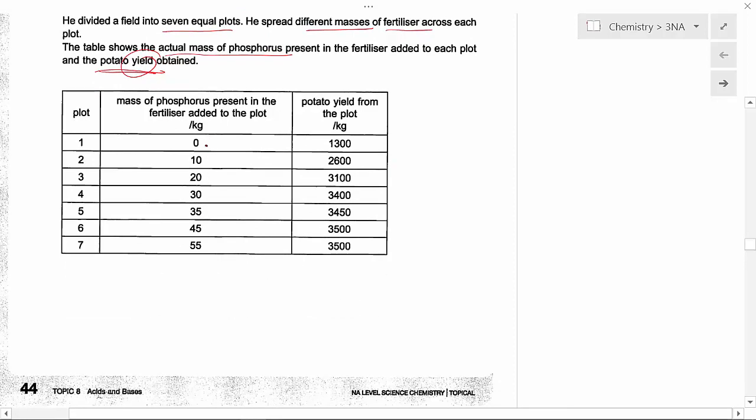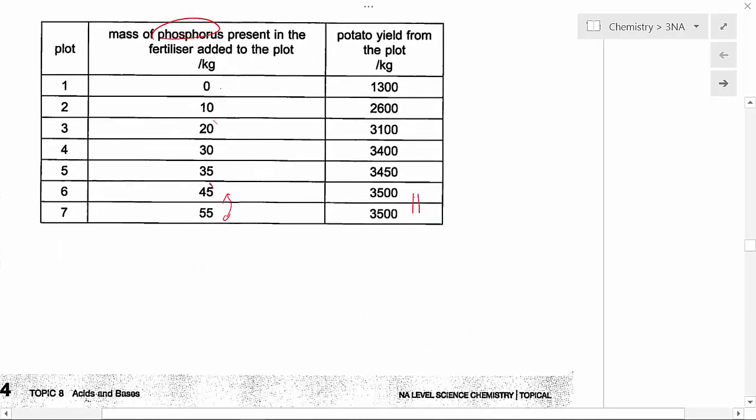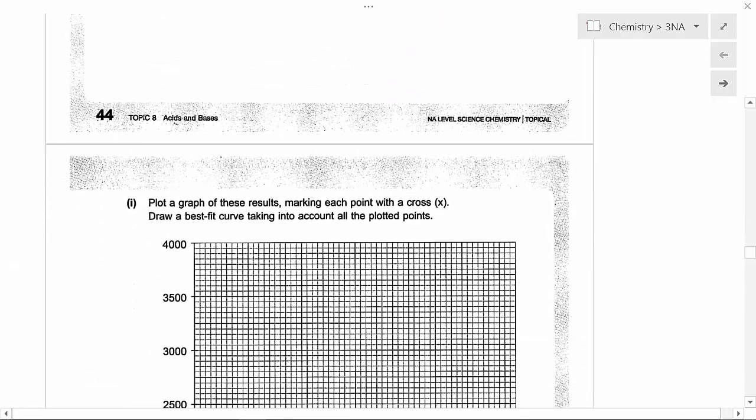So if you look here, as the amount of phosphorus added, like for example 0, it produces potato 1300 kilogram. If you add 10 kilogram of phosphorus, okay, then it produces 2006, which is more. At 20, it produces 3001, 30, 3004, and so on. Alright? So you observe that the last two values are the same. What does it mean? It means that if you add either 45 or 50 to the land, you realize that the amount produced is the same. Alright? So this is just want to highlight a little to you.